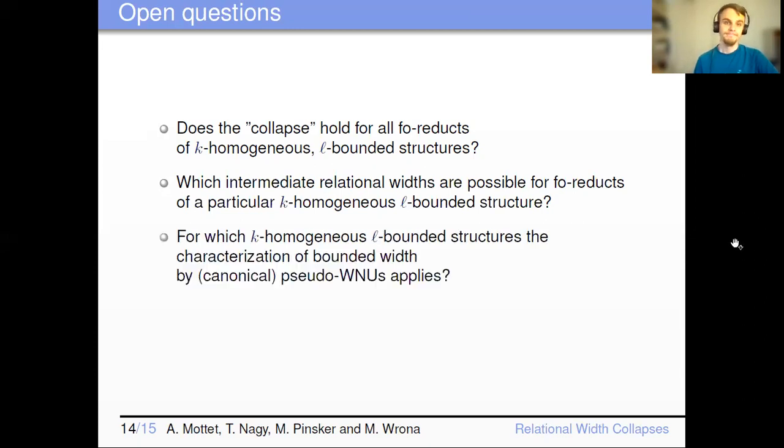Who knows? And the last question that I want to present here is, of course, to know for which structures our result implies, and not only for which structures our result implies, but for which structures bounded width is actually characterized by the existence of these nice pseudo-weak NUs.